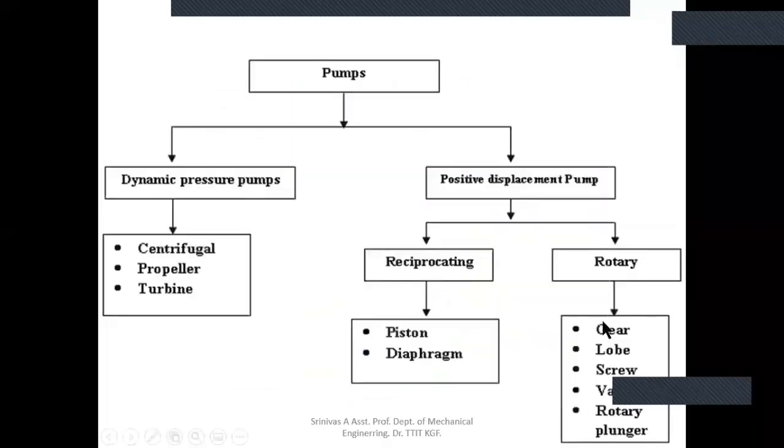And next, coming to the next category, this is rotary. In this rotary type of pumps, we have gear pumps, lobe pumps, screw pumps, vane, and rotary plunger. So we'll go one by one.